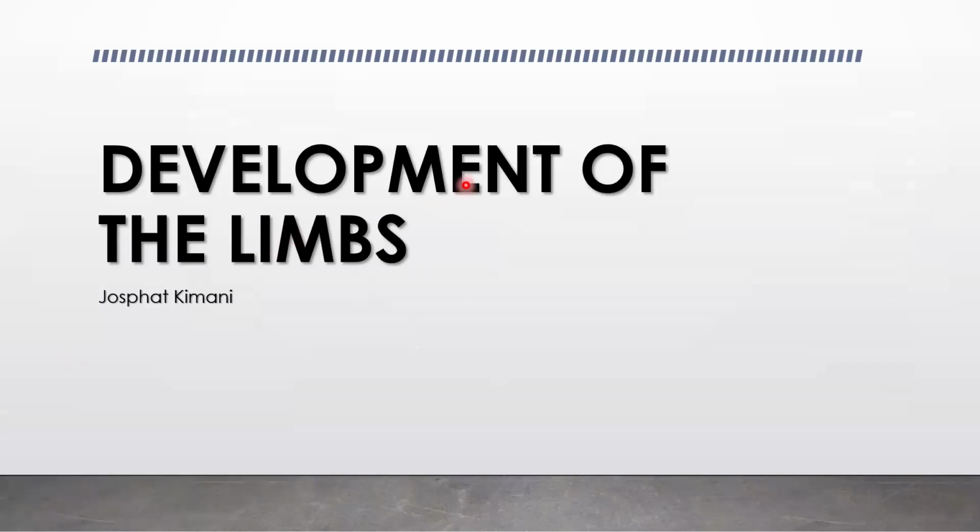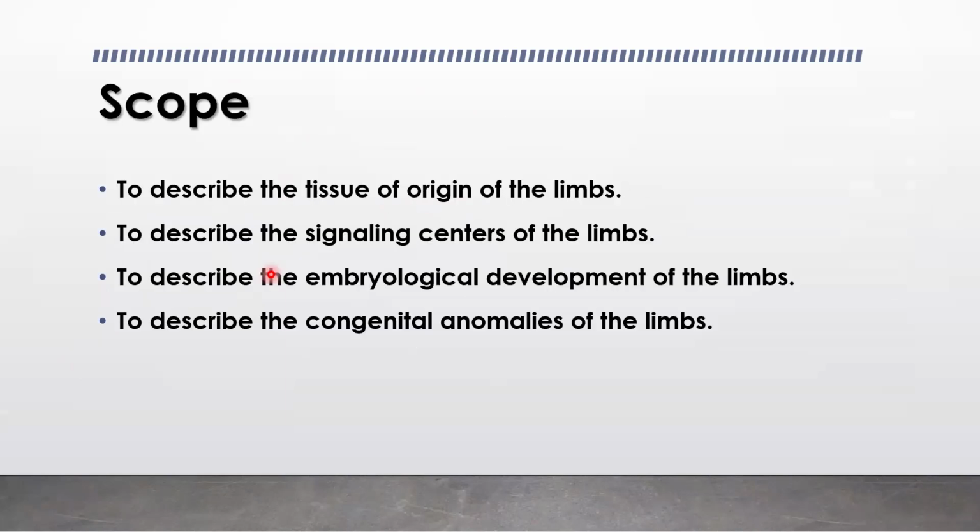Today we are going to cover development of the limbs, and the scope for the session will be to describe the tissue of origin of the limbs, also describe the very important signaling centers of the limbs, the purposes of exams, also describe the embryological development of the limbs, and then we'll check on the congenital anomalies of the limbs.